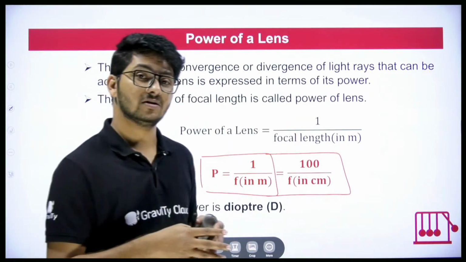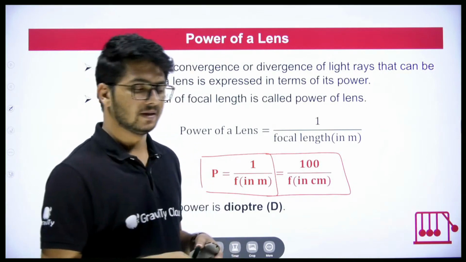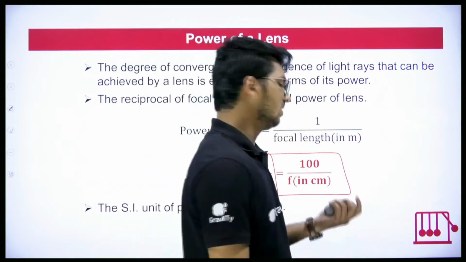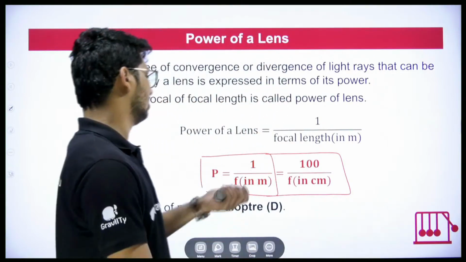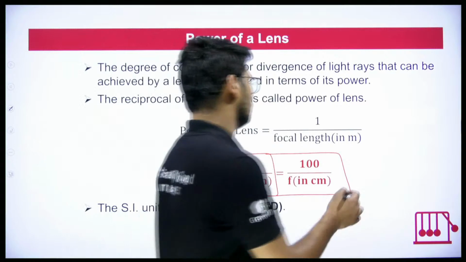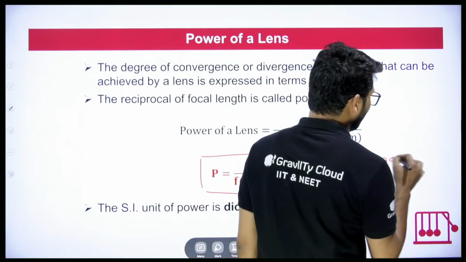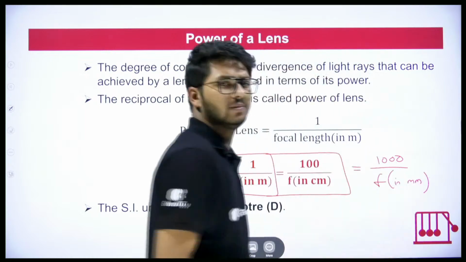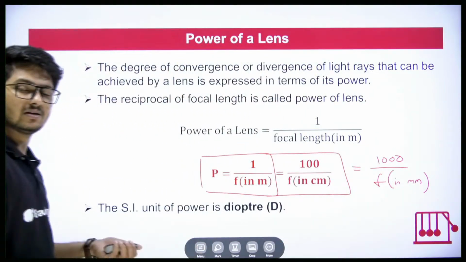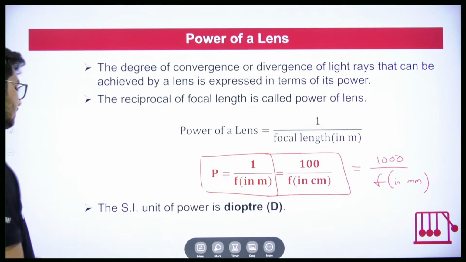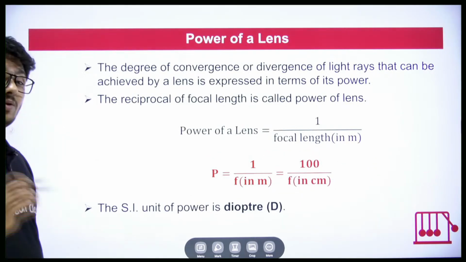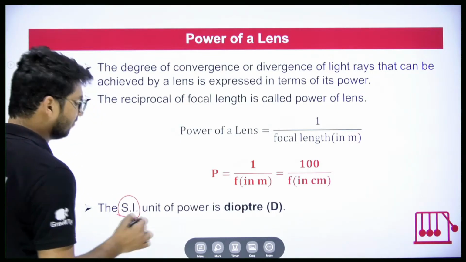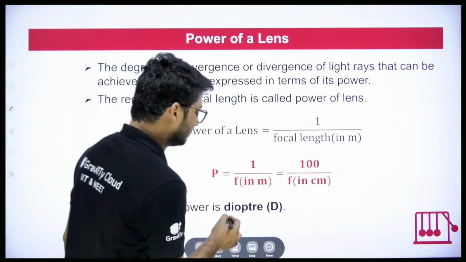Now you might ask me, sir, what if the focal length is in millimeter? Then just convert that into centimeter and use it, or convert into meters. Or else if you need, you can say 1000 by focal length in millimeter. But mostly you will not come across millimeter, it will be in centimeter. Got it?